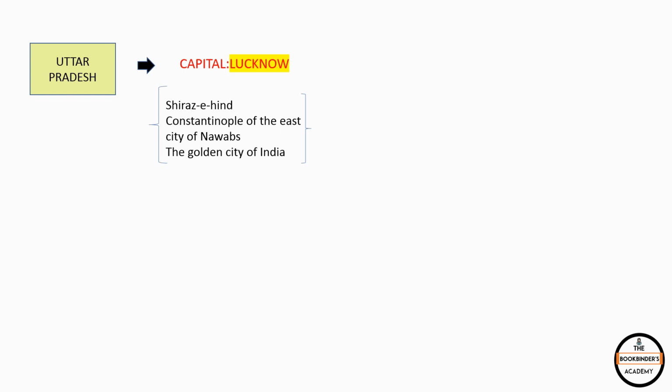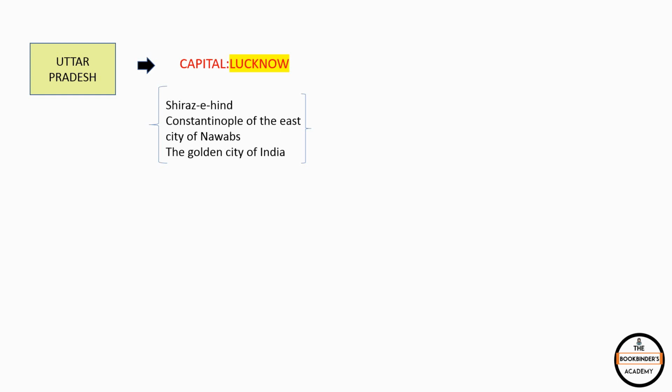Jaunpur was developed to an extent where it became a center for Islamic studies, art and architecture, and soon people started calling Jaunpur the Shiraz of India. Shiraz is a city in the Middle East which is considered to be a center for Islamic studies, art and architecture. So Lucknow, which was Jaunpur then, came to be known as Shiraz-e-Hind, and the title remained.